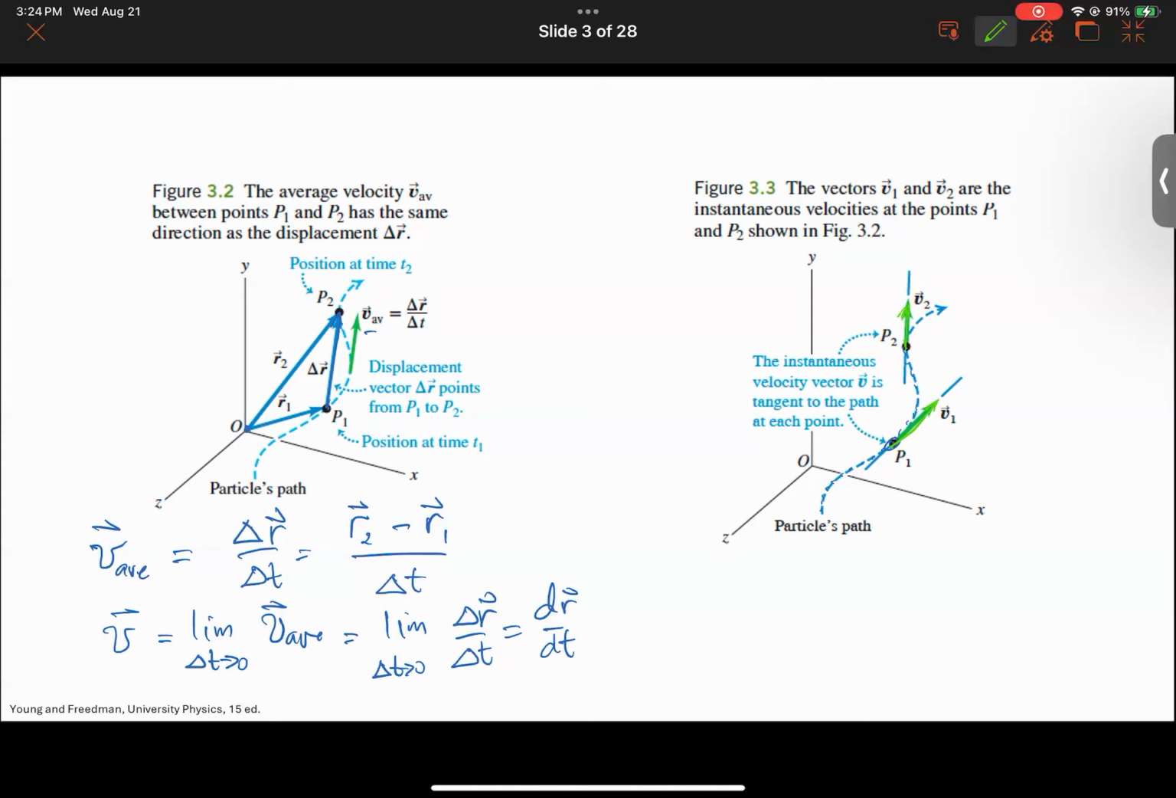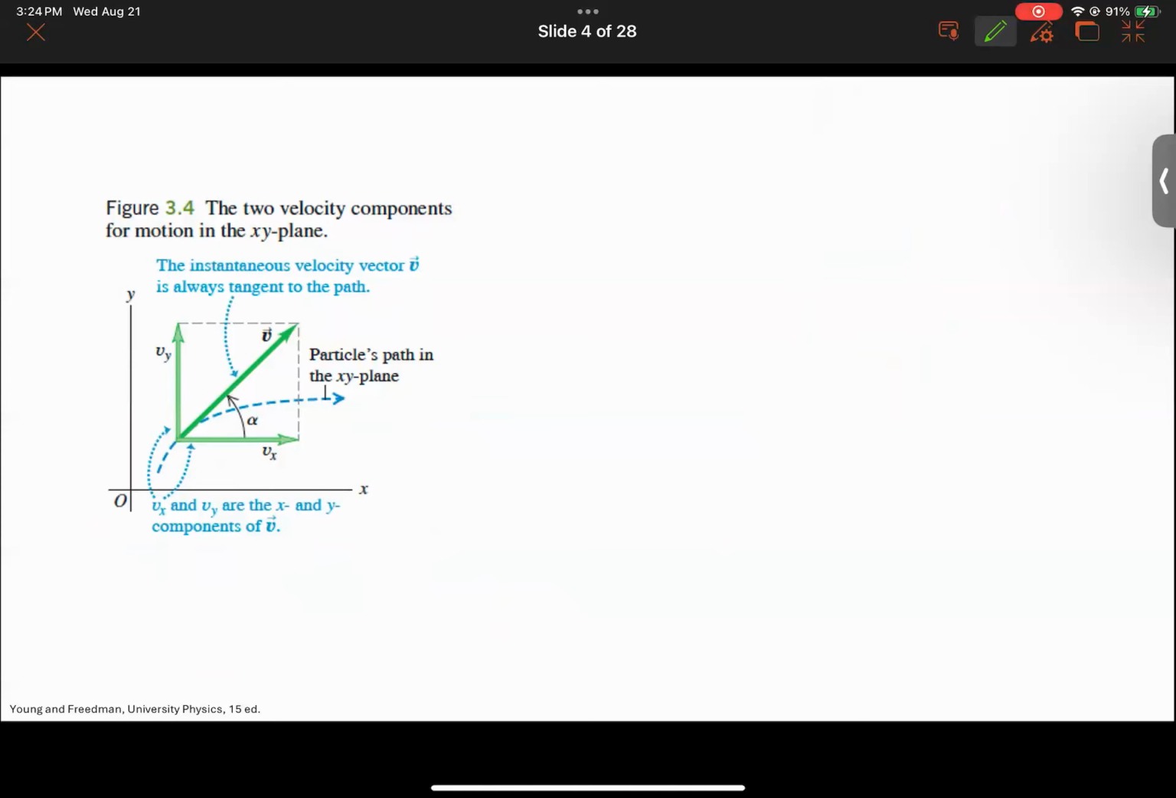Okay, so that's quite straightforward naman. Now, ano yung tawag dito? Ano yung nadagdag na information dito? Since this is a velocity vector, then that means that it also has components tulad dun sa position vector.